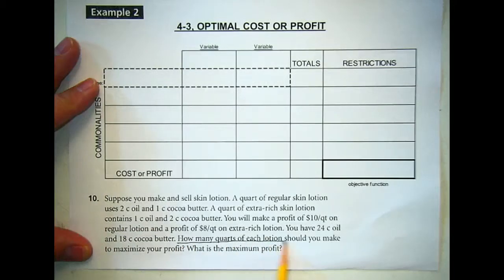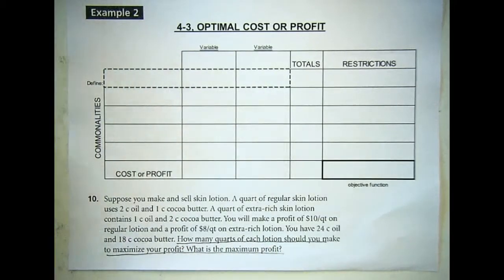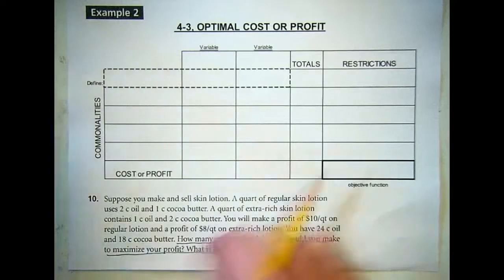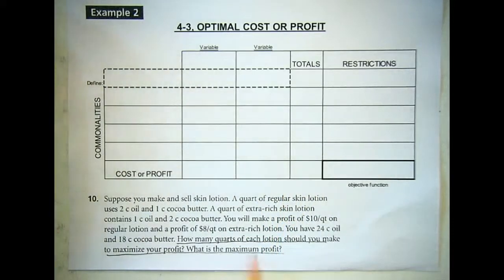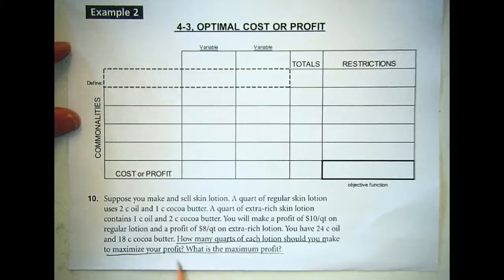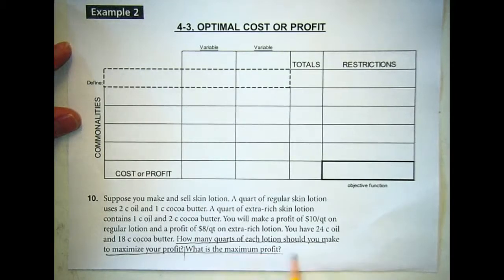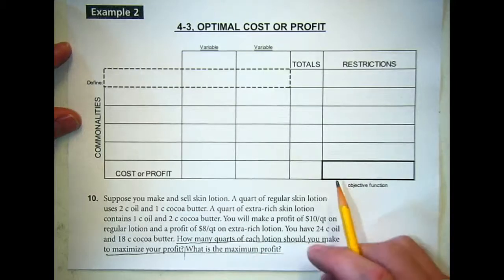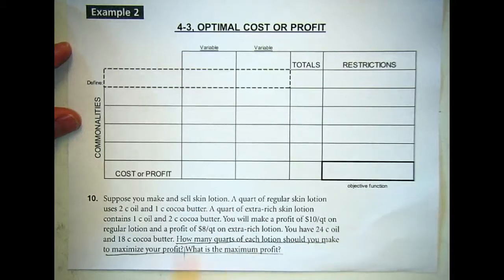Yes. It sounds like most of you did not know: you usually find what you're looking for at the end of the problem, which generally is the question. The question: how many quarts of each lotion should you make to maximize your profit? That's one question. What is the maximum profit? Well, we know how to find the maximum profit if we have everything else. Here is what we want. There are some variables here. How many quarts of each lotion?